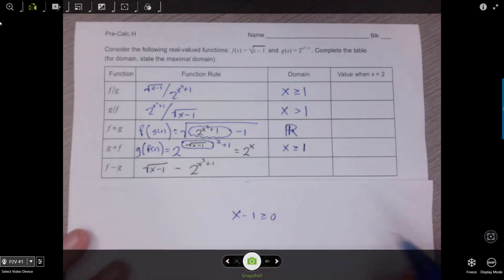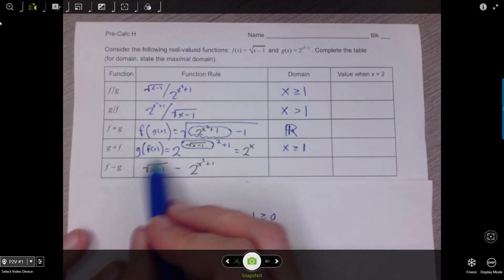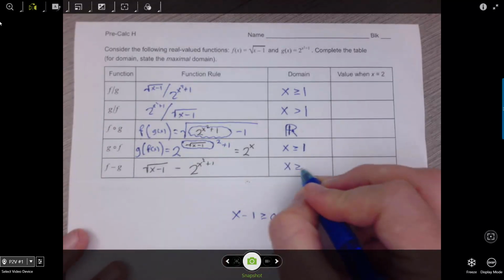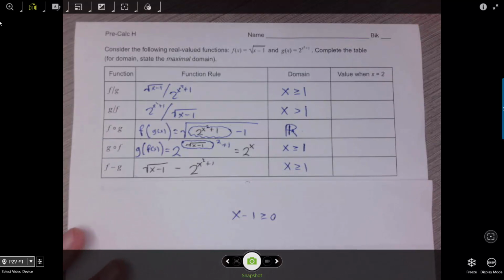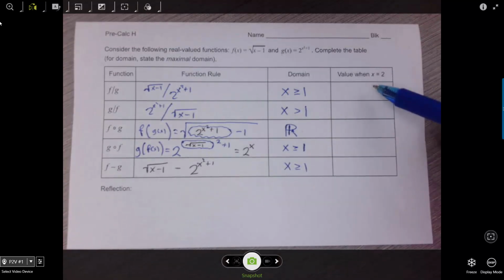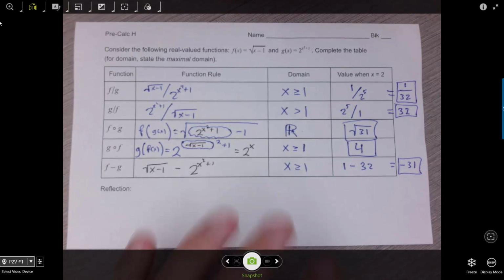For this last one, same thing. It's just this square root that's restricting the domain. So we have, again, x greater than or equal to 1. I hope that you are able to plug in the values. I'm not going to do that part. I guess maybe I'll just show you the solution right now, though. I'll just do it real quick. Okay, that's a complete solution. I hope that was helpful.